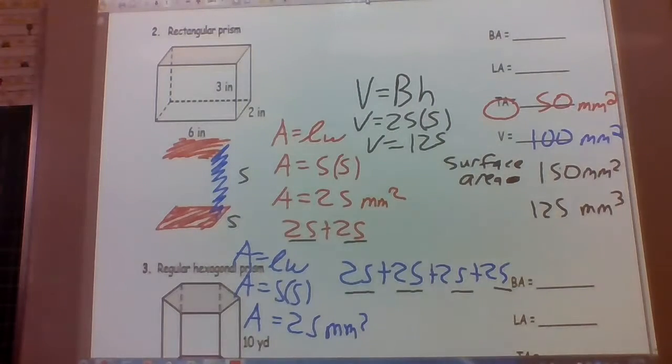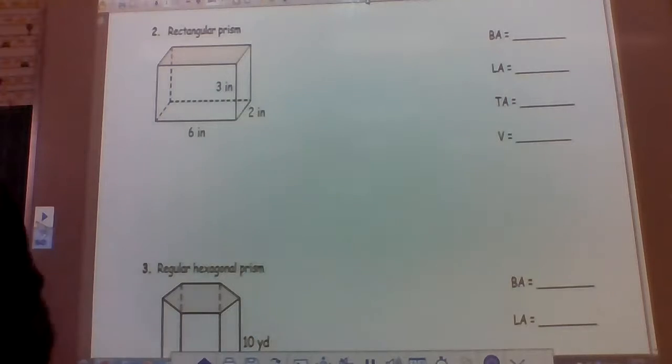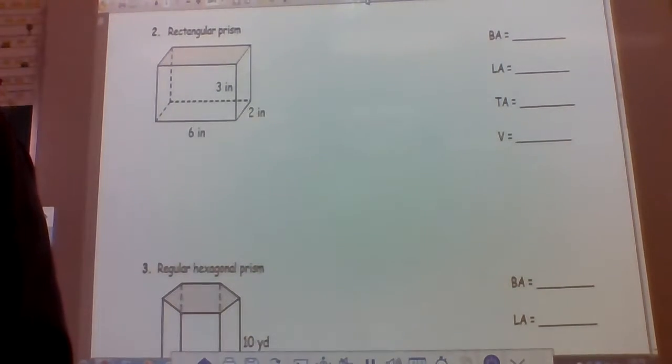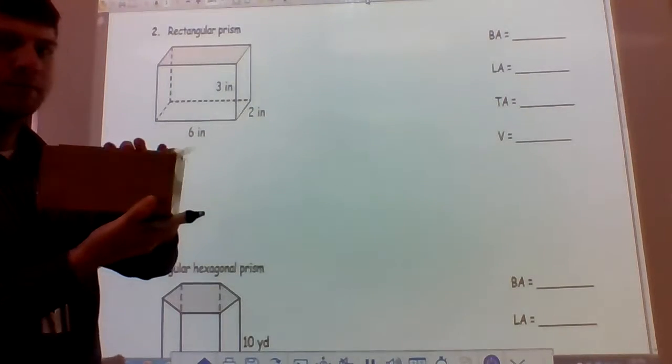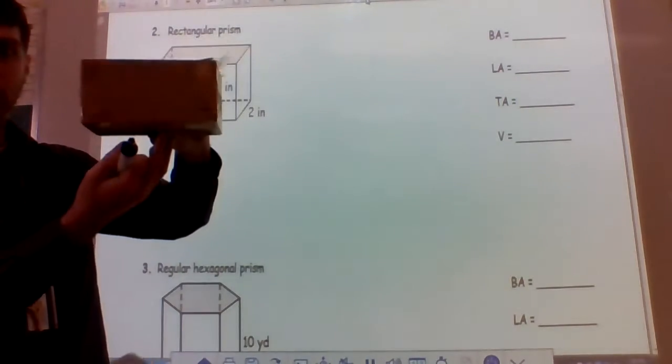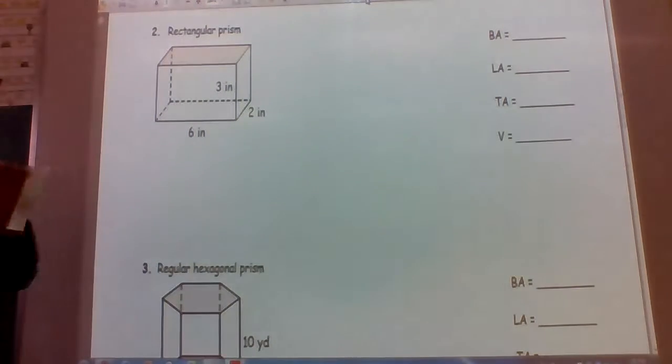Second one is the rectangular prism. So again, a cube was a type of rectangular prism. This is a rectangular prism that's not a cube. Okay, so it's a little bit wider. So we're going to have, again, 6 sides: the bottom, the top, the front, the back, the left, and the right.